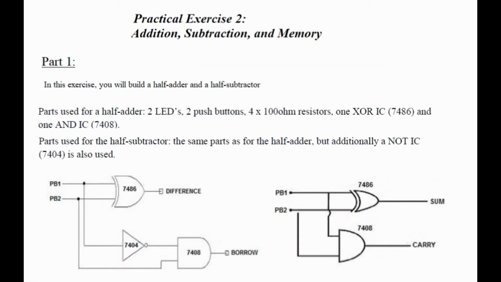Practical exercise 2. Addition, subtraction and memory. Part 1. In part 1 we will be doing a half adder and a half subtractor. You can see that on the slide there are two pictures on the bottom. The left one is the second circuit we will be building, and on the right side there's the first.